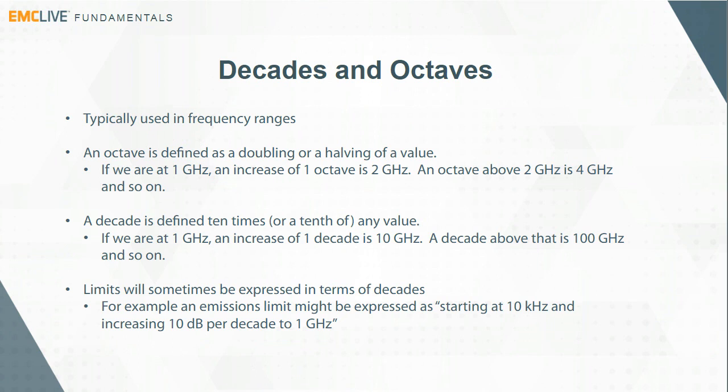Limits will sometimes be expressed in terms of decades. For example, an emissions limit might be expressed as starting at 10 kilohertz and increasing 10 dB per decade to 1 gigahertz. So as we go up a decade, we increase 10 dB per decade, all the way up to 1 gigahertz, and you'll see a nice slanted line. That's a quick rundown of decades and octaves.